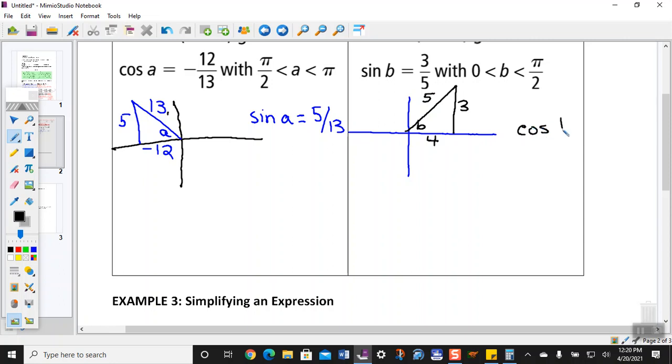Yeah. What would the cosine of b make? 5/3. Careful. What's the adjacent leg to b? Oh, 4. 4 over the hypotenuse of? 5. All right, there we go.